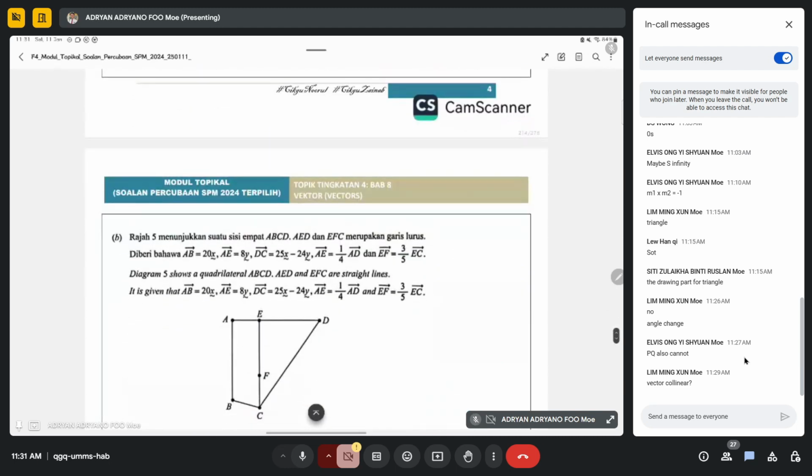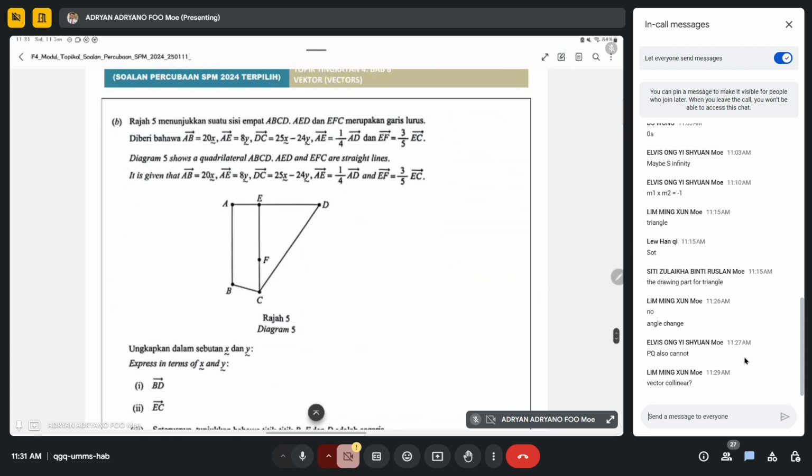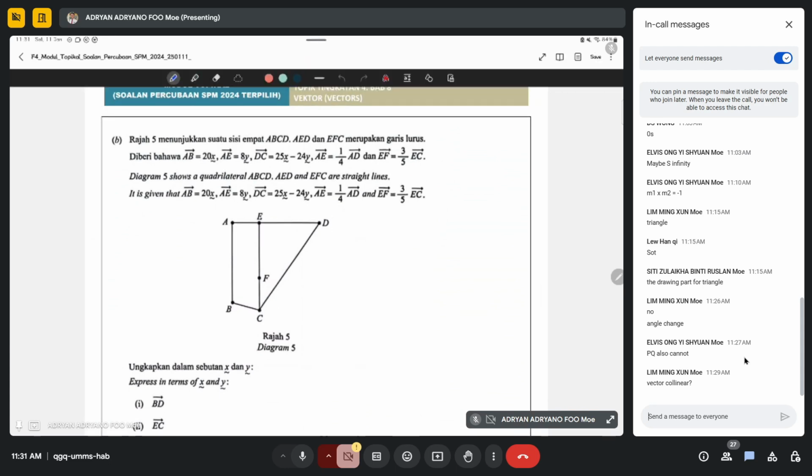Okay, 我们来看这个。Diagram 5 shows a quadrilateral ABCD. Okay, AED and EFC are straight lines. Given the AB, okay, 我们直接 label AB is 20x, AE 8y, DC 25x minus 24y, and AE is 1 per 4 of AD. EF is 3 per 5 of EC. So AE is equal 1 per 4 AD.